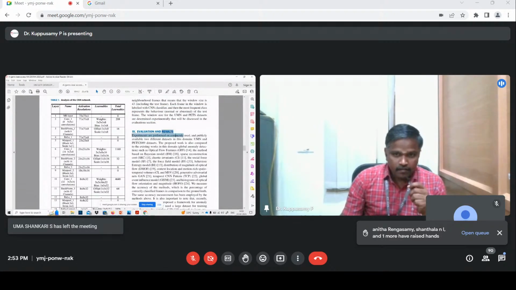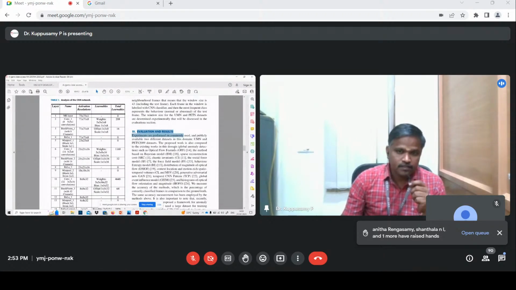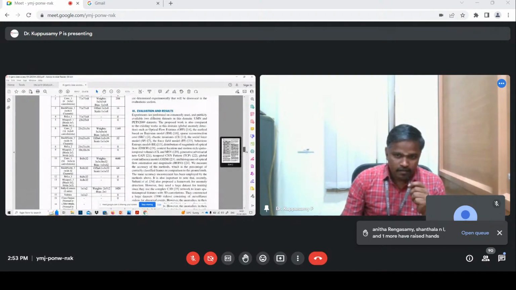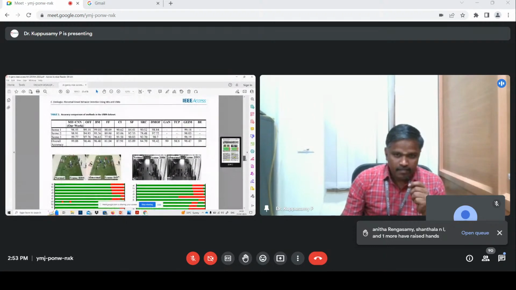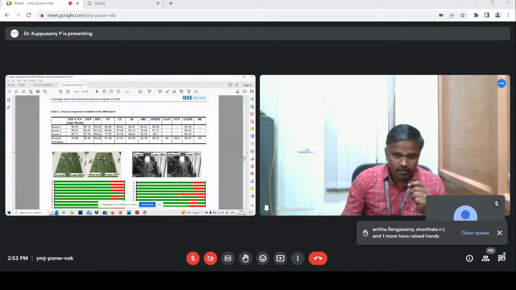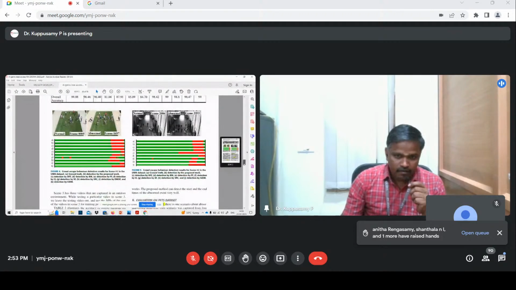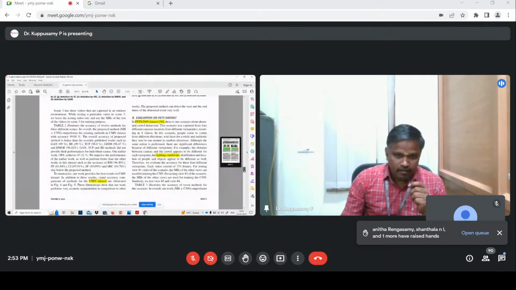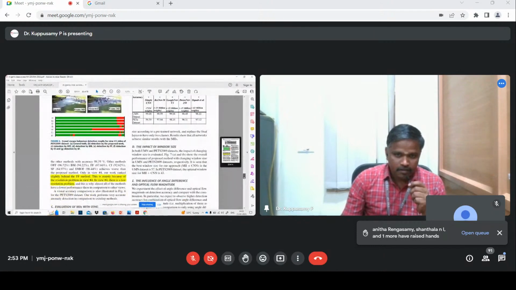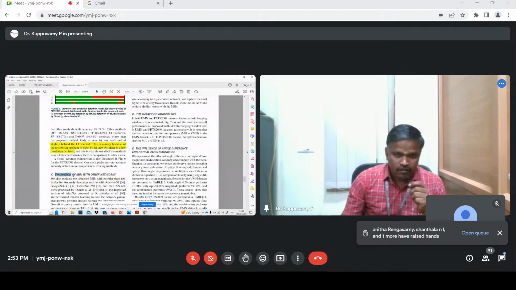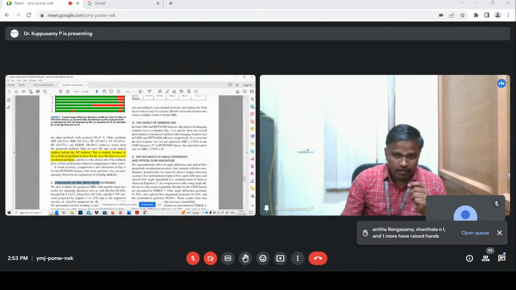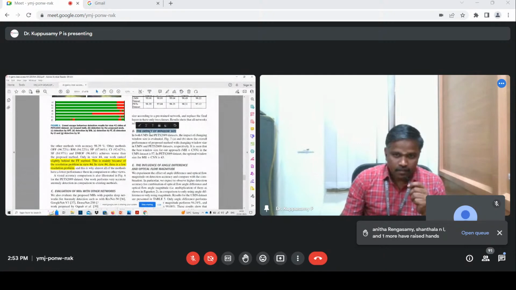Then they are giving more importance to the evaluation, that means results and discussion. Here they are presenting the results one by one. This is one result, and they explain it in detail, very informative. This is another result, and this is the third one, again explained. And here this is about another set of different parameters.